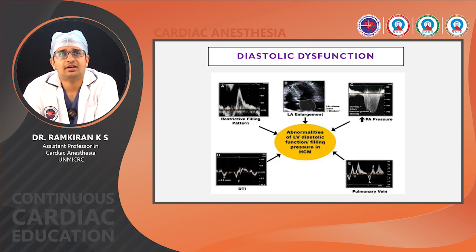So, as we know, in patients with HCM, there will be some amount of diastolic dysfunction. All the parameters of diastolic dysfunction should be properly assessed, like restrictive filling pattern, increased E by A ratio in the mitral inflow patterns, and then LA enlargement is observed, and PA pressures can increase, and in the pulmonary vein also dominant D waves and all are observed. So all this has to be properly assessed.